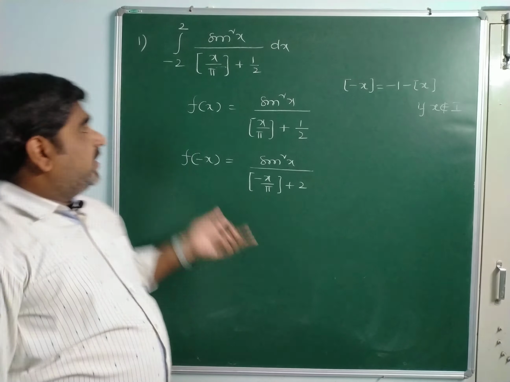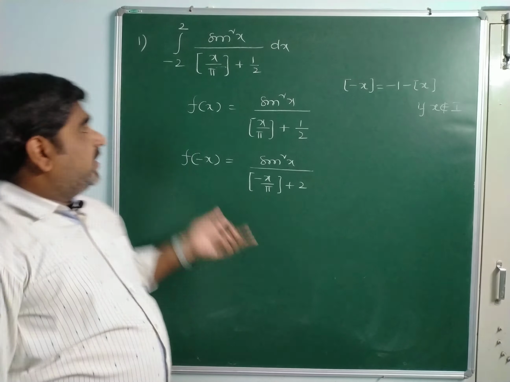Therefore, f of minus x is equal to sine square x divided by, according to that concept, [minus x/pi] is nothing but minus 1 minus [x/pi], plus 1/2. See here, this is minus 1 and this is plus 1/2. Minus 1 plus 1/2 is nothing but minus 1/2.